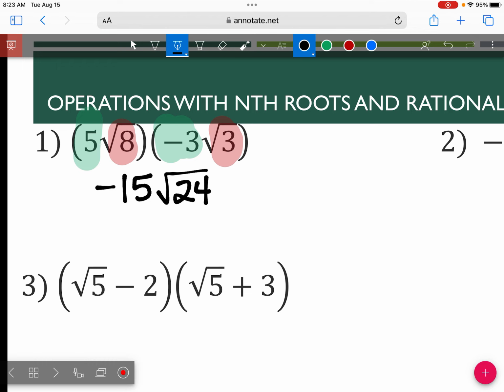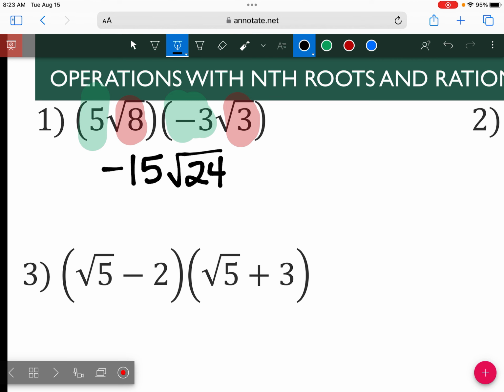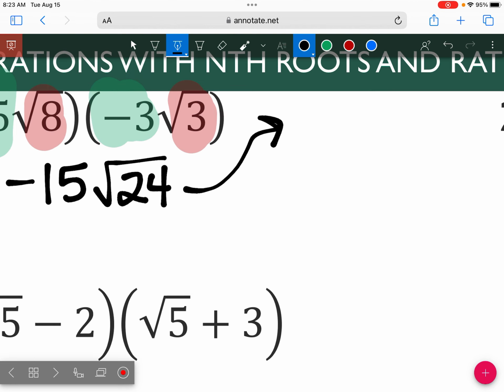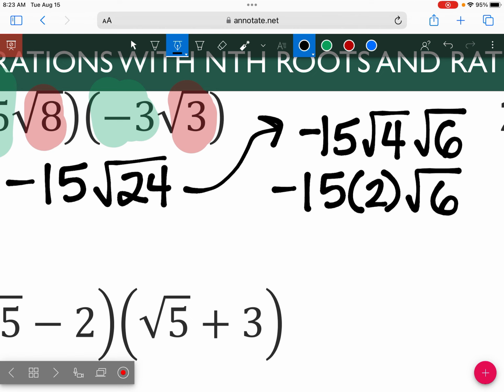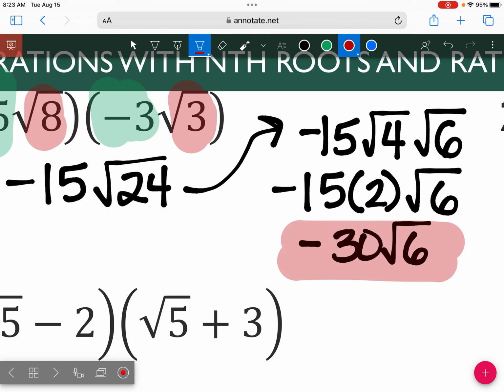So we're going to break this apart. Let me write over here. So it's going to be negative 15 times 4 times 6, which becomes negative 15 times 2 times square root of 6. And you can multiply the negative 15 and that 2. So your final answer is negative 30 root 6. And that's how you would multiply.